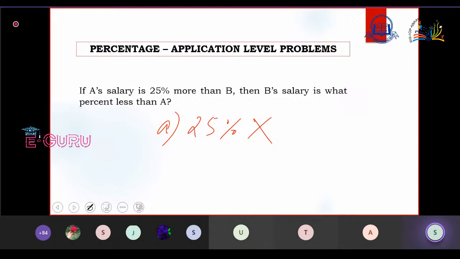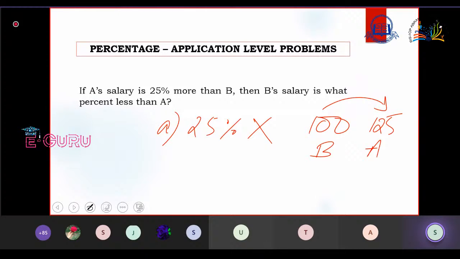But when it comes to percentage, that won't work, because percentage is always related to 100. So here, if A's salary is 25% more than B, that means if B's salary, suppose it is 100, then A's salary will be 25% more. That means 100 plus 25% of 100, that is 25, right? So 100 plus 25 equals 125. So A's salary will be 125. So here B's salary is 100 and A's salary is 125.